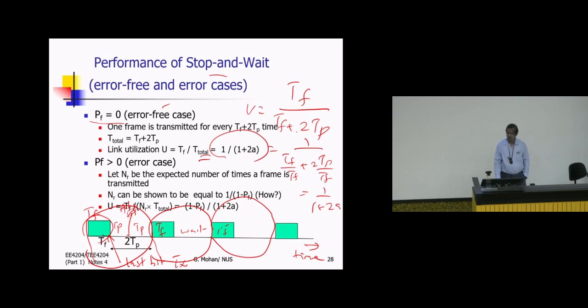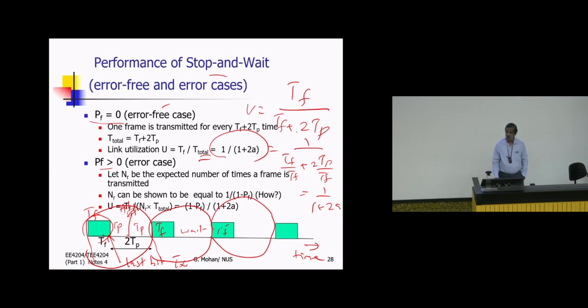Okay? Now let's consider the case of errors. Assume that there's some chance for errors, which is given by PF. So if there is an error, there will be retransmissions, right? So instead of 10 frames, you may end up transmitting 11 frames or 12 frames. Instead of 100 frames, you may end up transmitting 105 frames. Why? Because 5 frames were damaged. So we had to retransmit 5 frames.